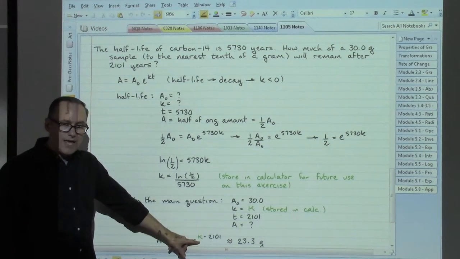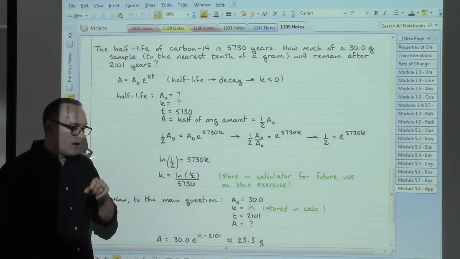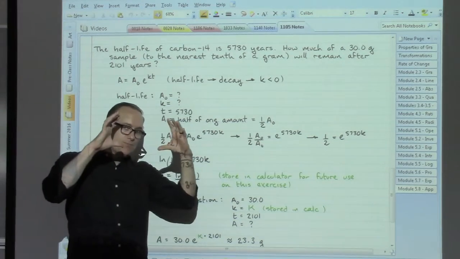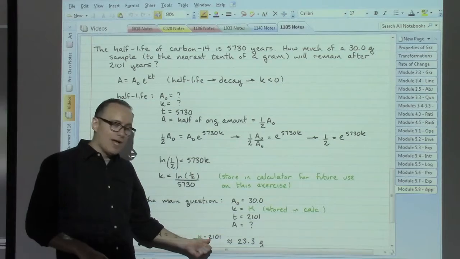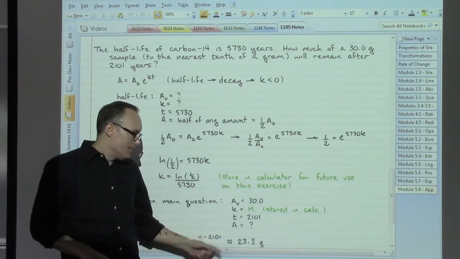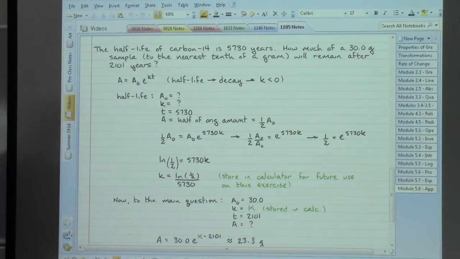And we're going to again run that in the calculator. We've got that value stored. We're going to make sure that we're careful about that exponent business, putting parentheses around the stored k value times the 2,101, getting us approximately 23.3 grams as that final amount.